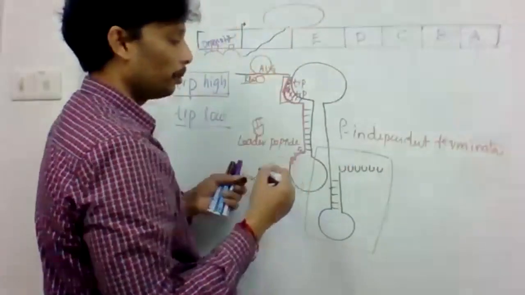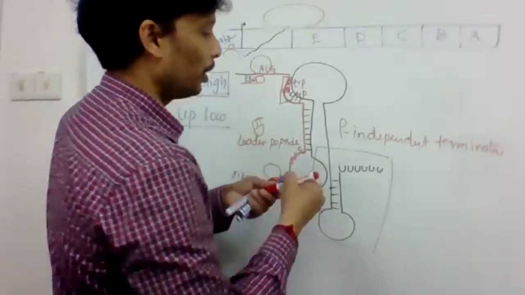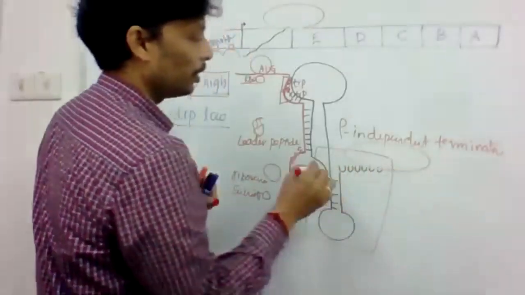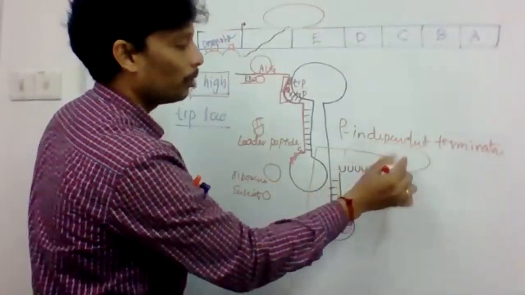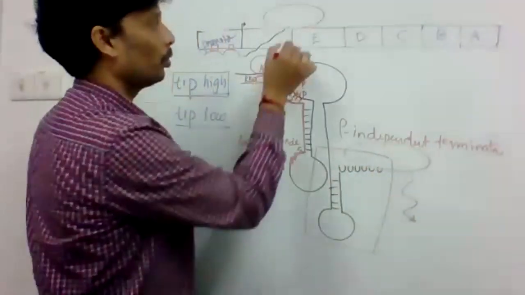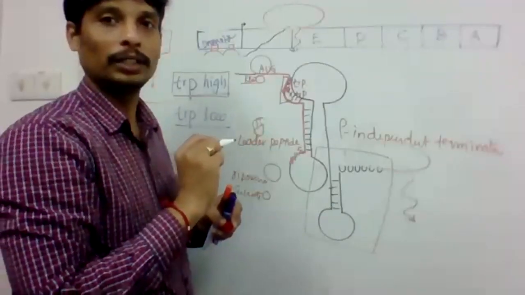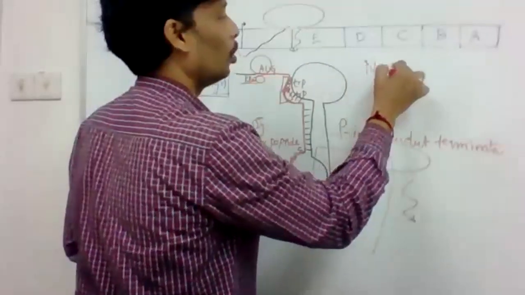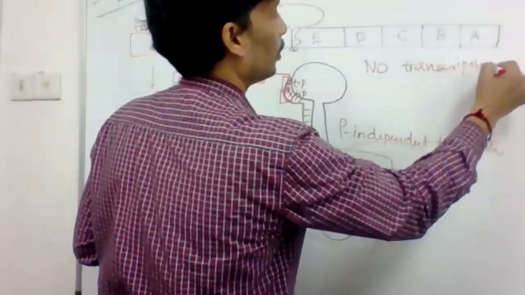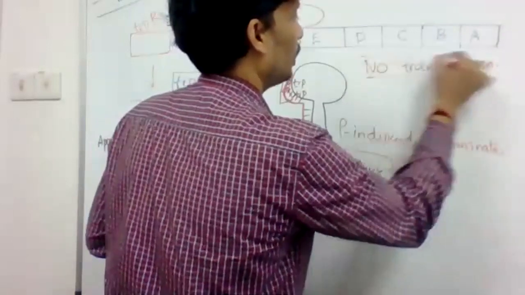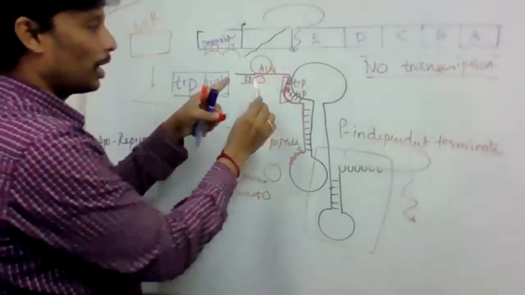So what is rho independent terminator? When RNA polymerase reaches somewhere here, and it has the stem loop structure and poly U, the RNA polymerase falls off. So it falls from here. What does that mean? There will be no transcription. That is what happens when tryptophan is high.